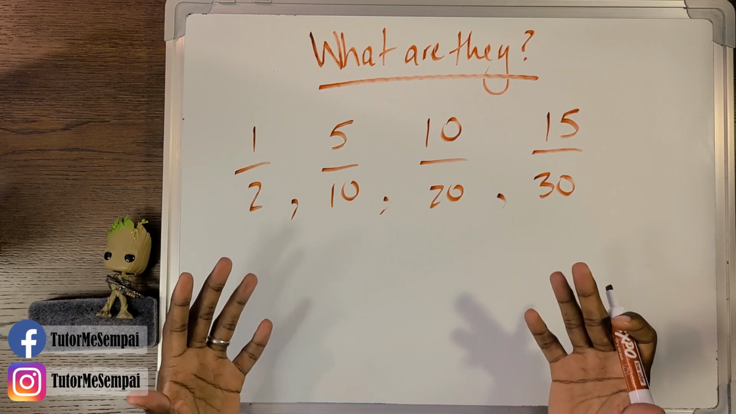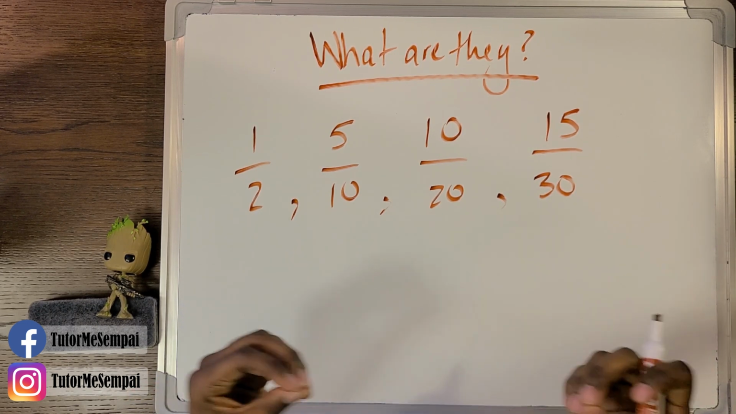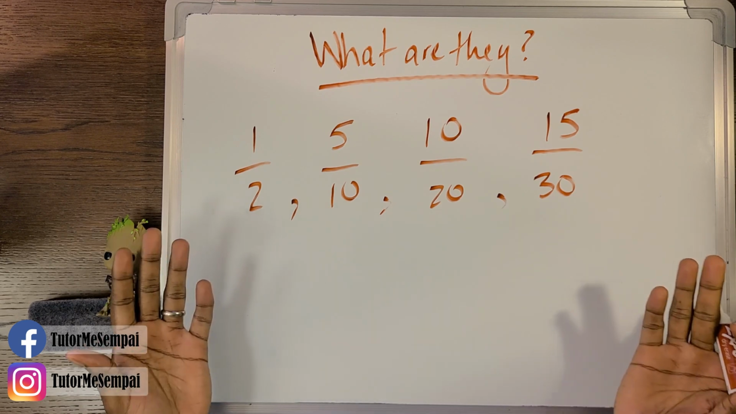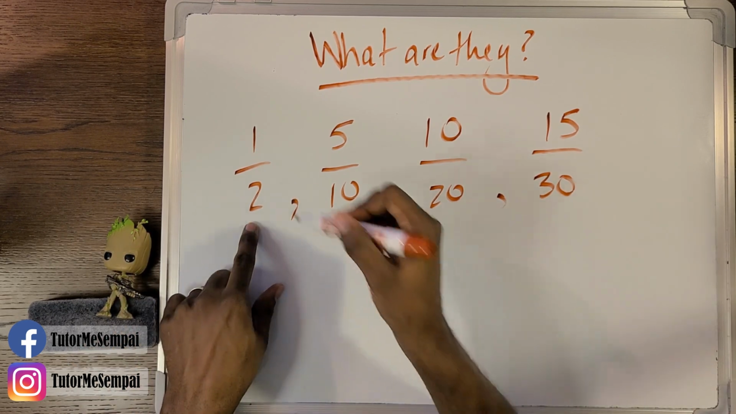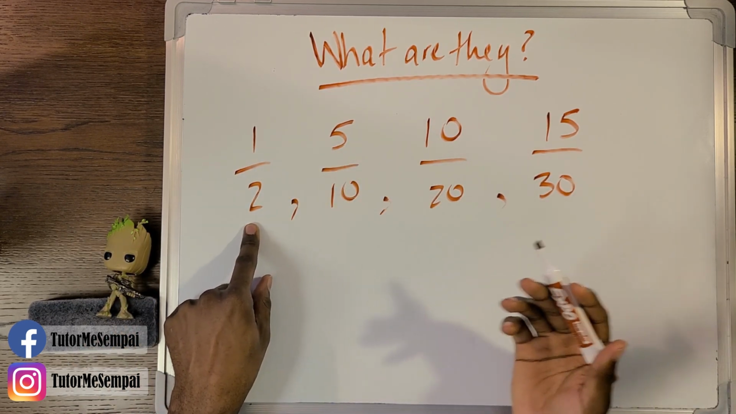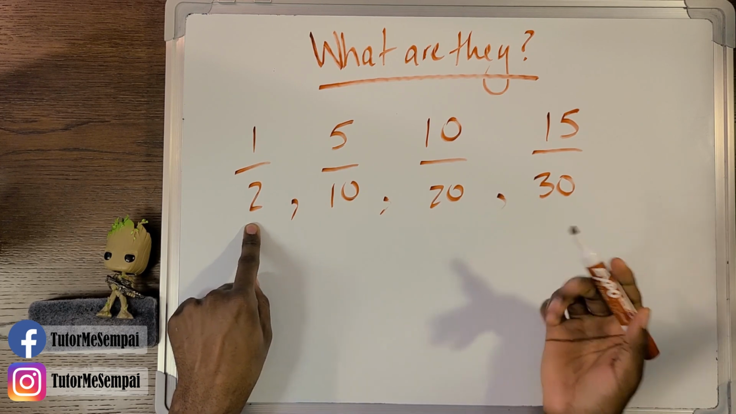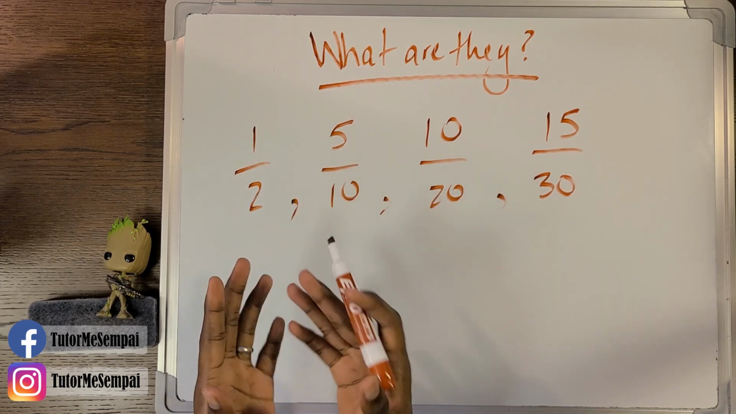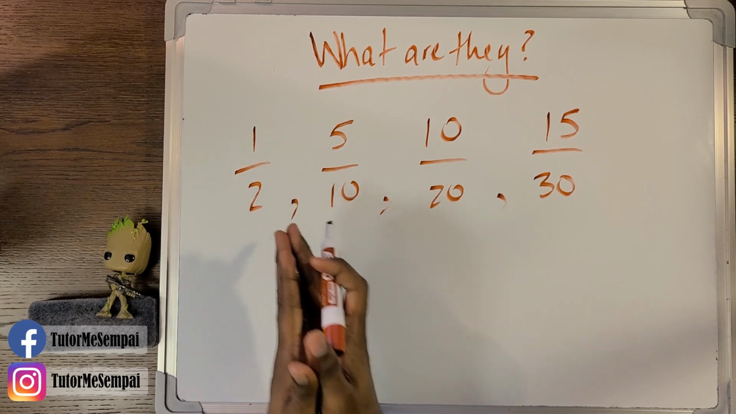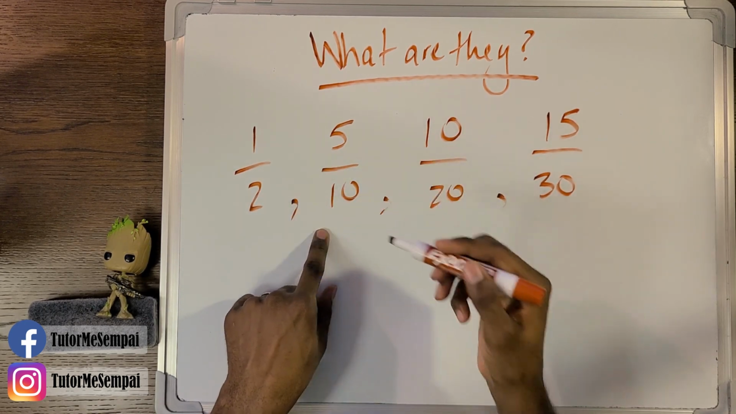Now, what are equivalent fractions? Well, equivalent fractions are just going to be fractions that mean the same thing. So if you look at these fractions here, 1/2, what does that tell you? Well, you have half of something, right? 1 is half of 2. You have half of something. 1/2 is a half. How about 5/10?